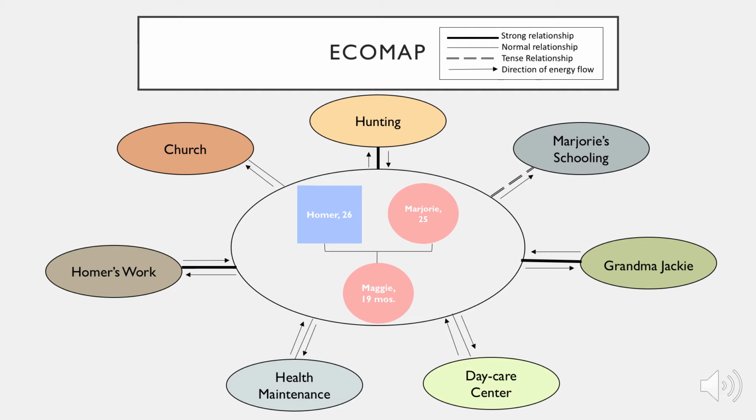Hunting is shown on the ecomap as well, representing Homer's deer hunting trips that typically last 1 week. Marjorie and Maggie stay home. All members of the family are challenged while being away from each other. Hunting shows an arrow pointing toward the family, as it gives Homer a sense of accomplishment and provides food for the family. There is an arrow away because of the energy and sacrifice Homer and Marjorie put into the hunting trip.